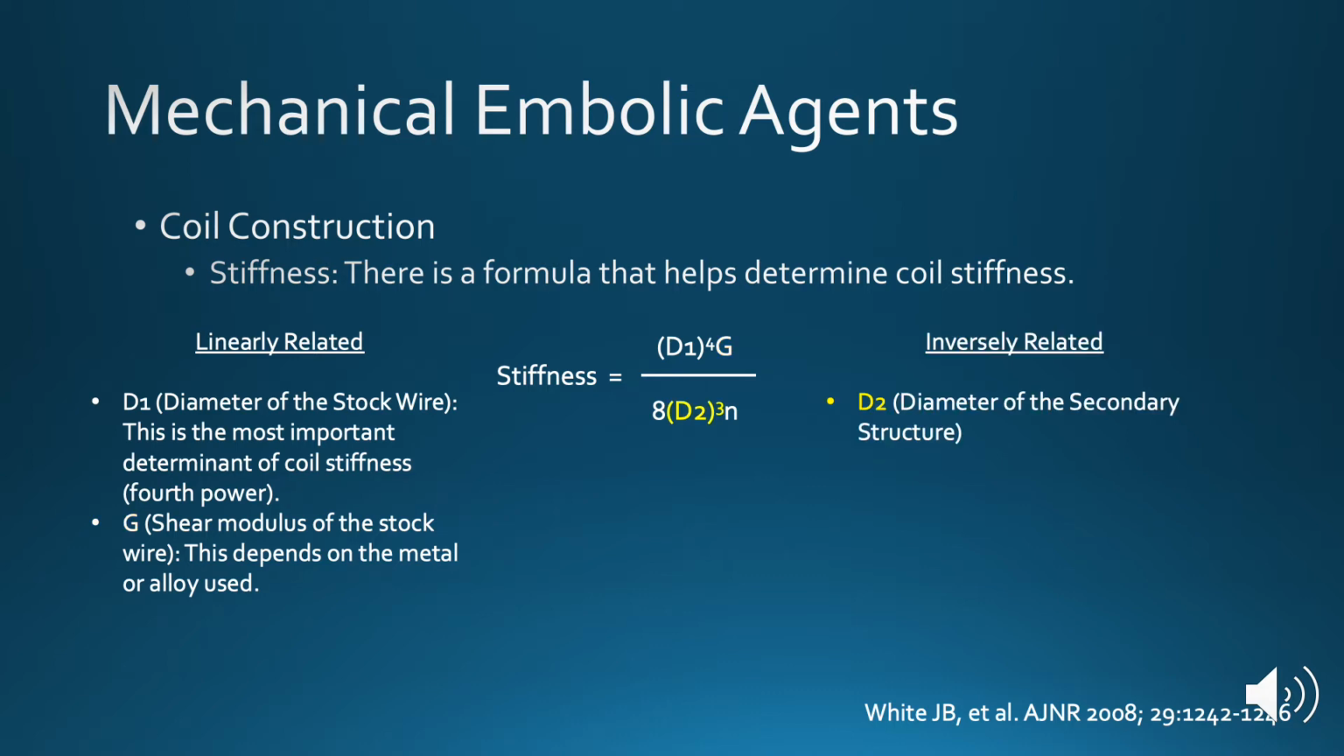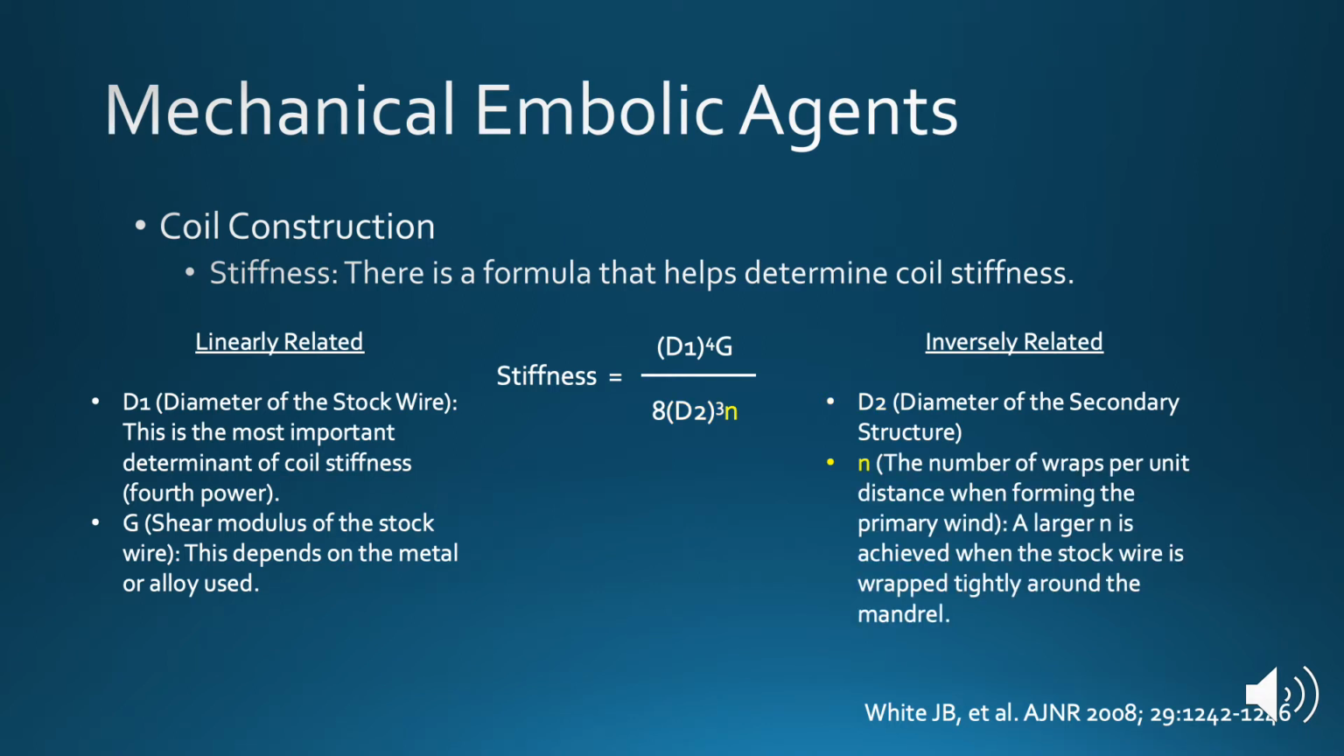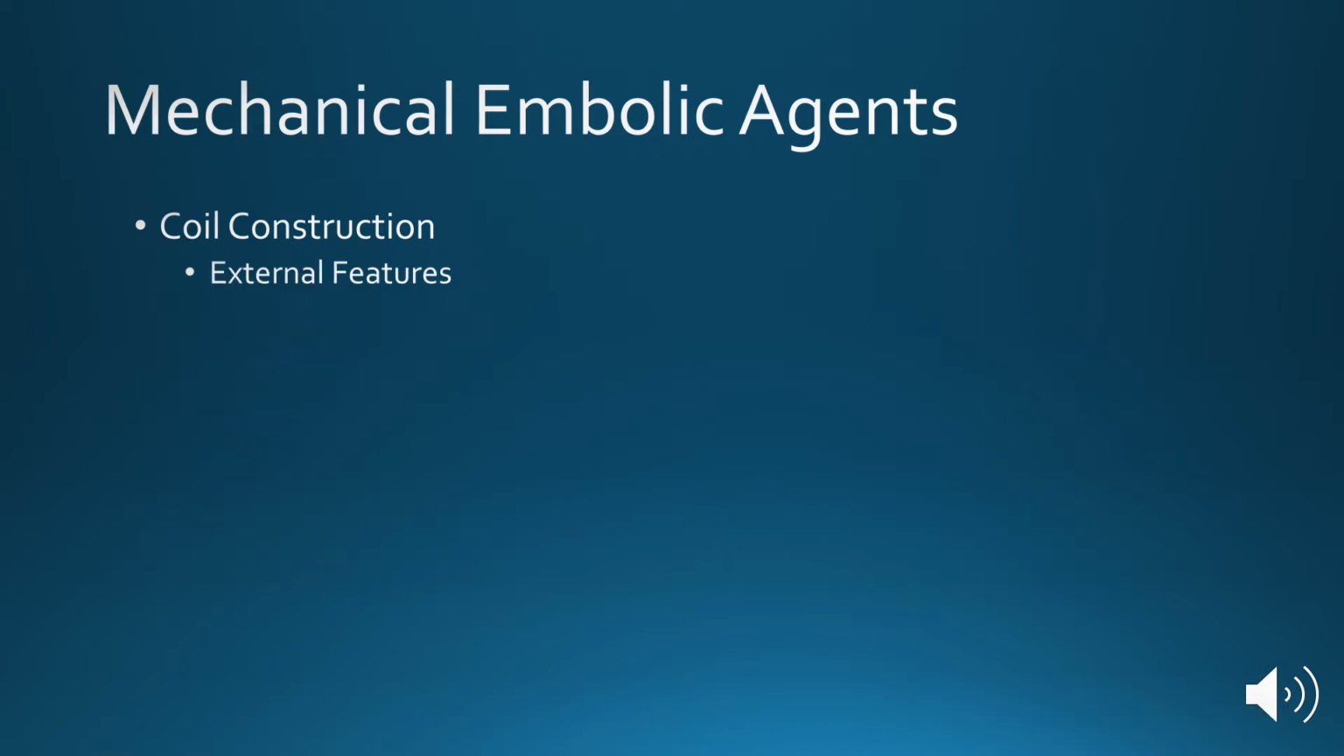Now, there are two factors which are inversely related to the stiffness of a coil. The first is the diameter of the secondary structure, and the second is the number of wraps per unit distance when forming the secondary structure or the primary wind. You can just imagine that a larger N, or more wraps per unit distance, is achieved when the stock wire is wrapped very tightly around the mandrel. So that's the internal configuration of the coil.